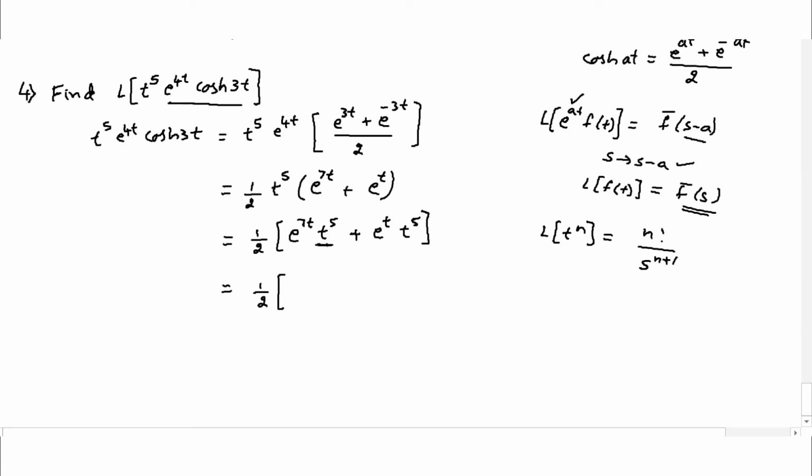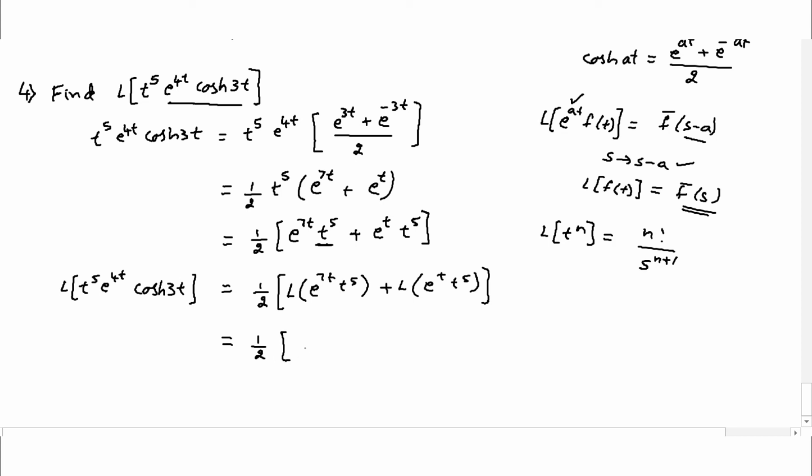So let us use the formula over here. I am trying to find out the Laplace transform of this expression. So for that, I have to apply the Laplace transform. Laplace transform of e power of 7t into t power of 5 plus Laplace transform of e power of t into t power of 5. On the left hand side also you have to apply the Laplace transform of t power of 5 e power of 4t into cos h 3t.